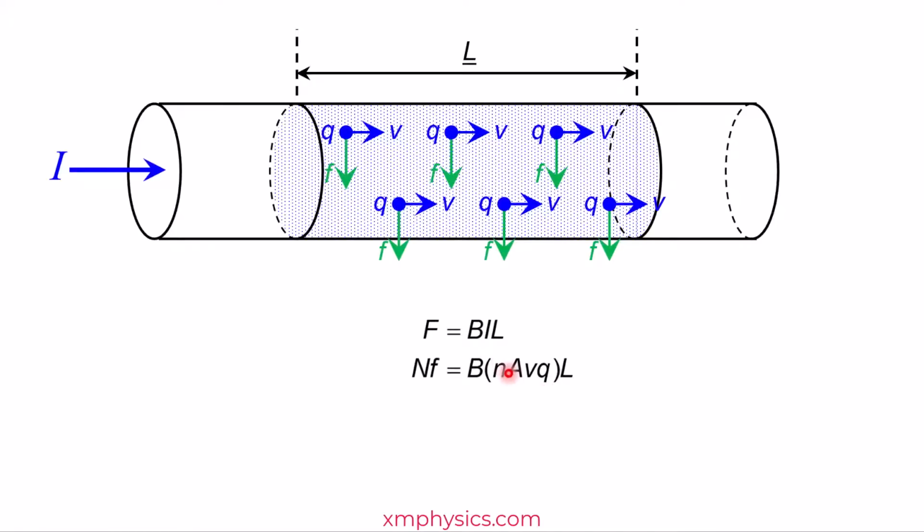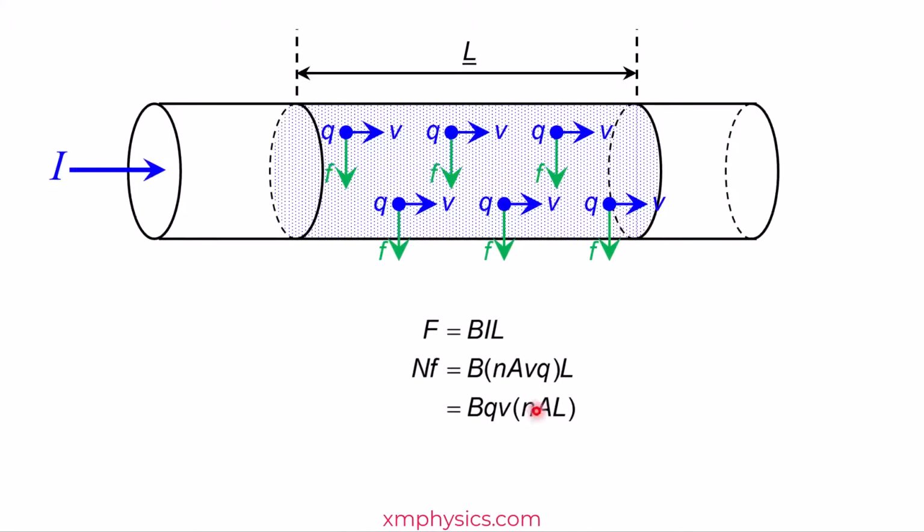So n is the carrier density, the number of charge carriers per unit volume. A is the cross-sectional area. v is the drift velocity. Let's work on the right hand side here. I'm going to pull out B, Q and v. So we are left with n, A and L here. What is A times L? Cross-sectional area times the length L. That will be the volume, isn't it?